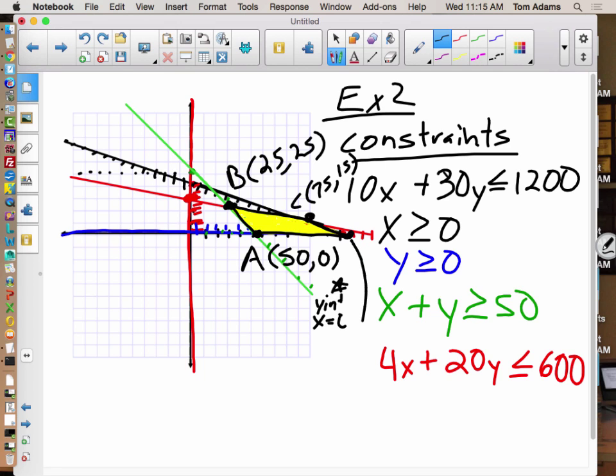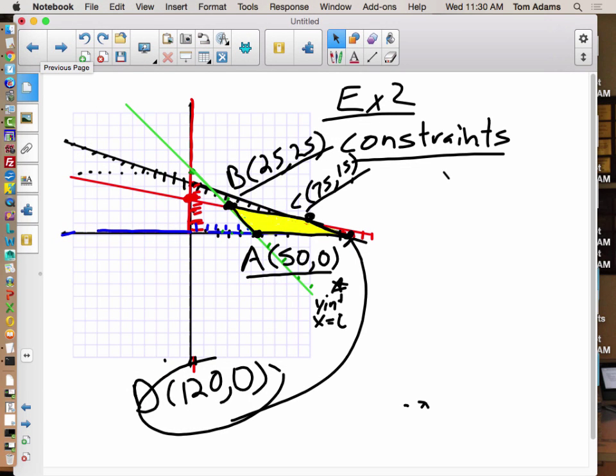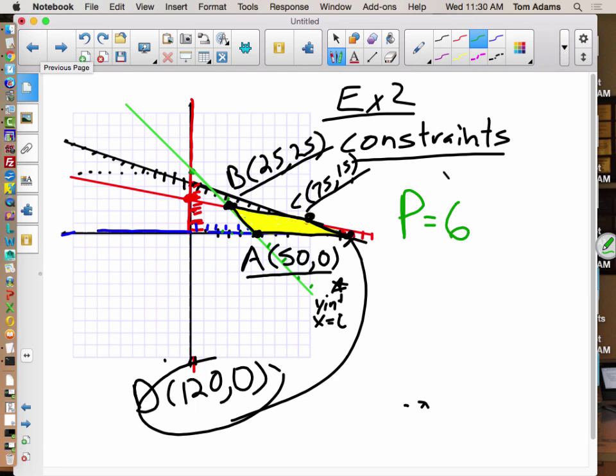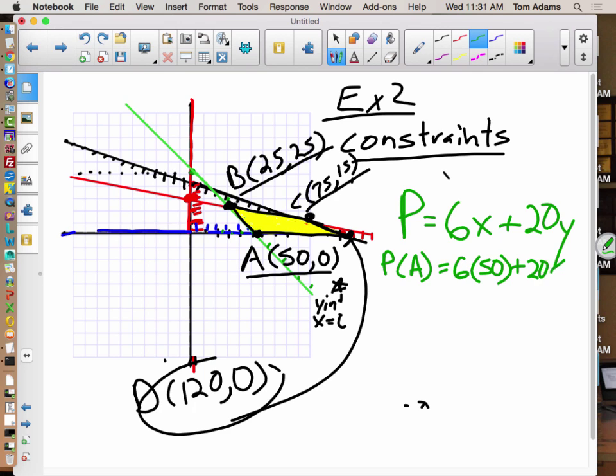And then for D over here, D would be the point 120, 0. If I graphed all this stuff, I got 4 points, A, B, C, and D. And those are the vertices of what we call the feasible region. And since my equation was P is equal to 6x plus 20y, I need to pick out A. So I would say P of A is equal to 6 times 50 plus 20 times 0.